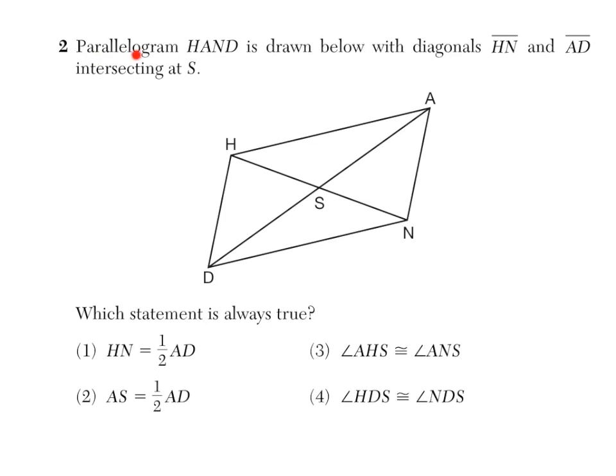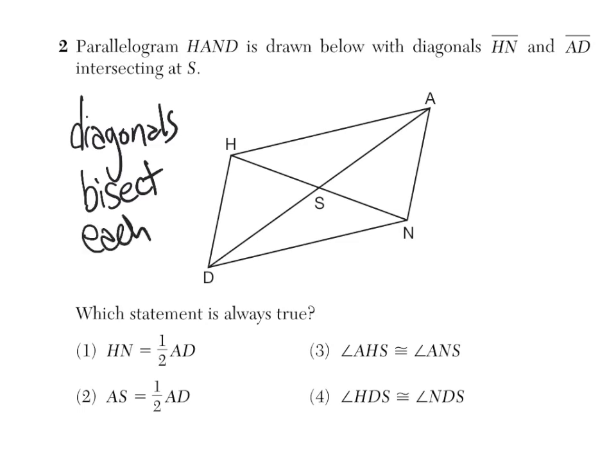Question number two says, parallelogram HAND is drawn below with diagonals HN and AD intersecting at S. Which statement is always true? Well, I remember that one of the properties of parallelograms is that diagonals always bisect each other.